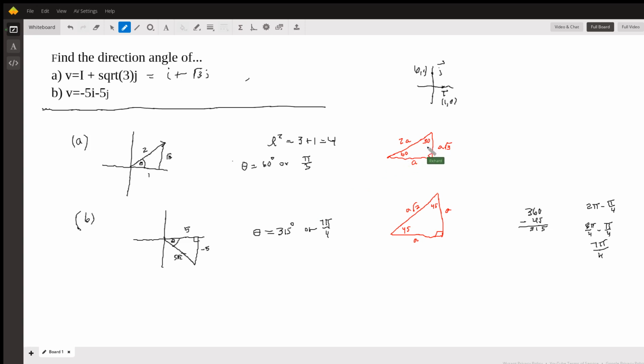Now you should either have memorized your special right triangles or your unit circle. Either way would be the approach to take to doing this problem. I prefer to work with special right triangles. That's just my personal preference. If you know the unit circle, memorize the unit circle, both of these angles, the pi over 3 and the 7 pi over 4, both of these angles appear on the unit circle diagram. So that's all you have to do here.